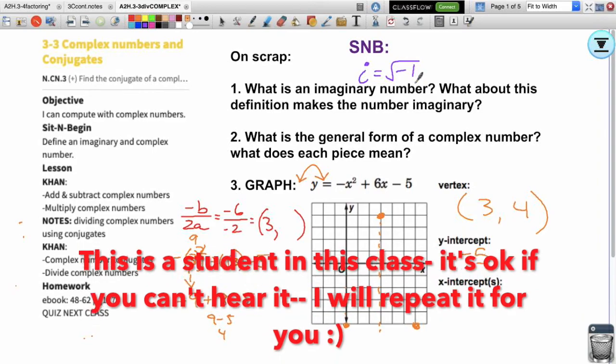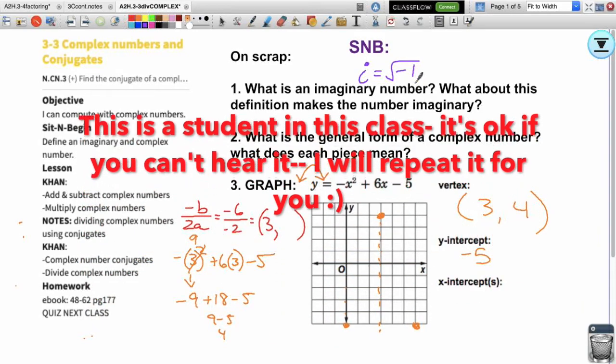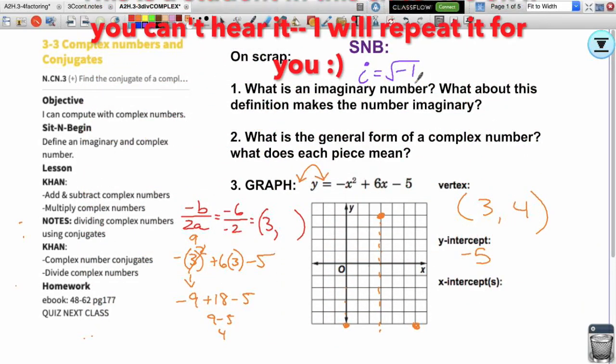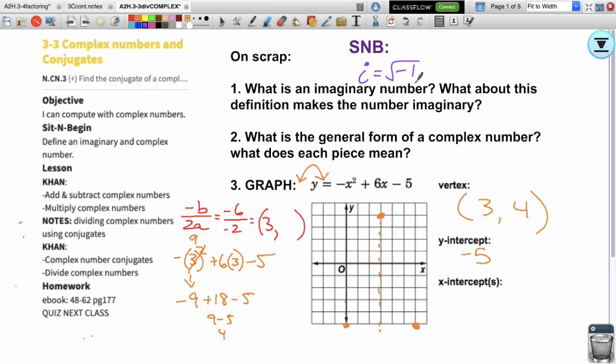Caroline? Perfect. There's no number times itself that is going to equal a negative. That's the exact reason behind it. It's imaginary because it's impossible, and it's impossible because there's no number times itself that will equal a negative under the root sign.